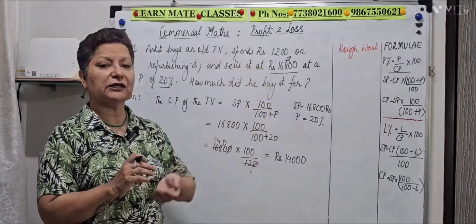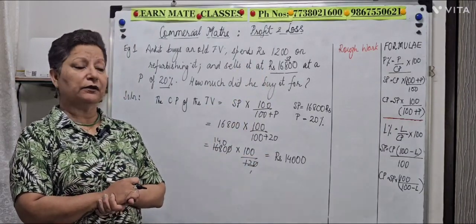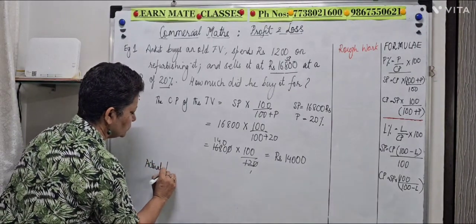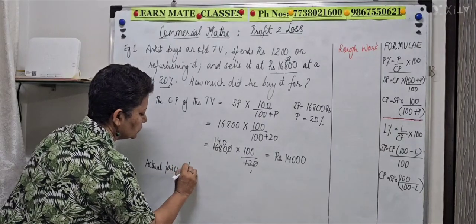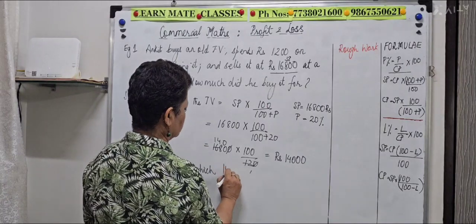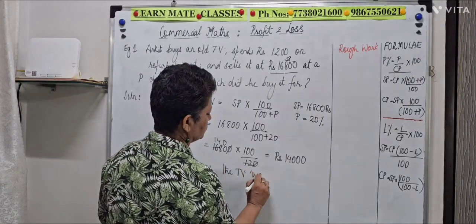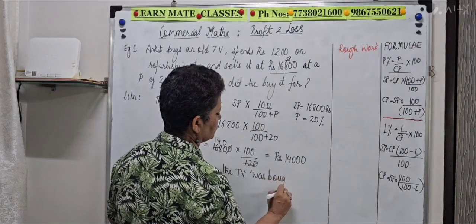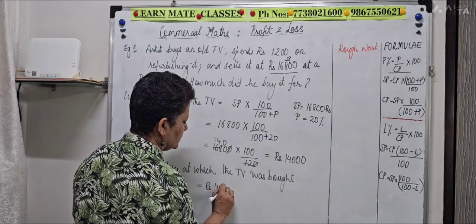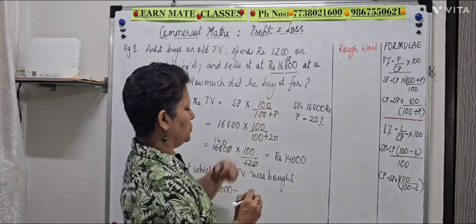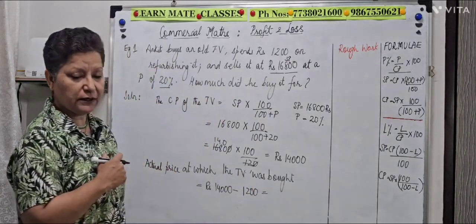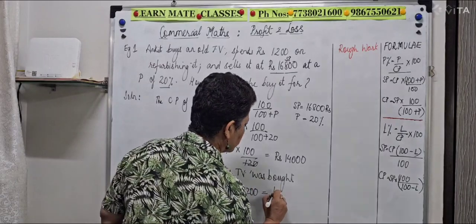Out of this, 1200 has been spent on the refurbishing. So what was the actual amount he bought it for? So the actual price at which the TV was bought would be rupees 14,000 minus that 1200 rupees, and so how much is that going to be? It's going to be nothing but 12,800 rupees.